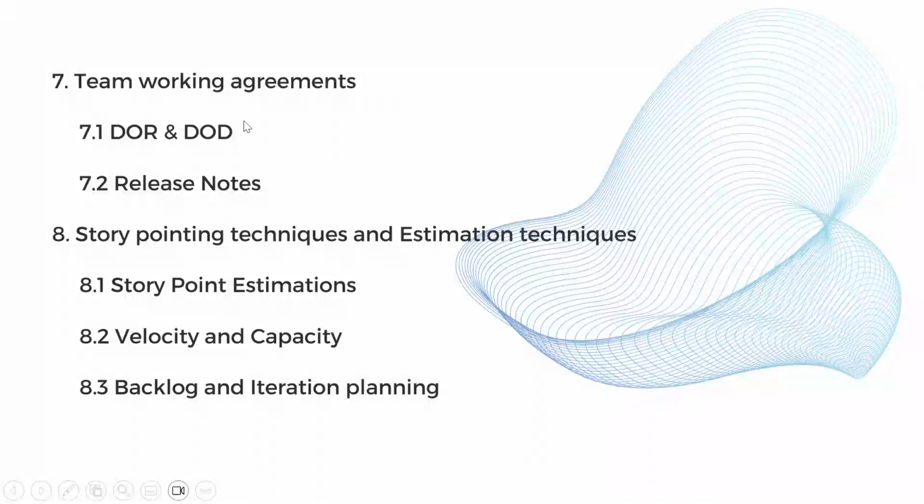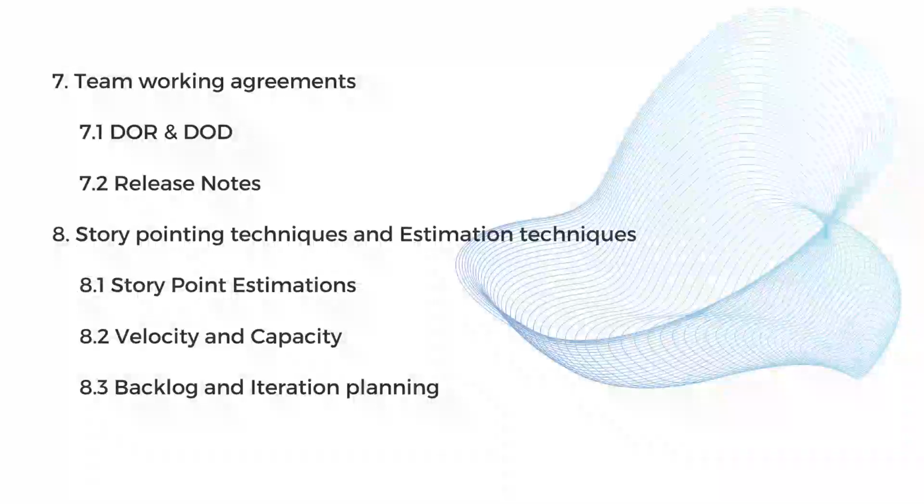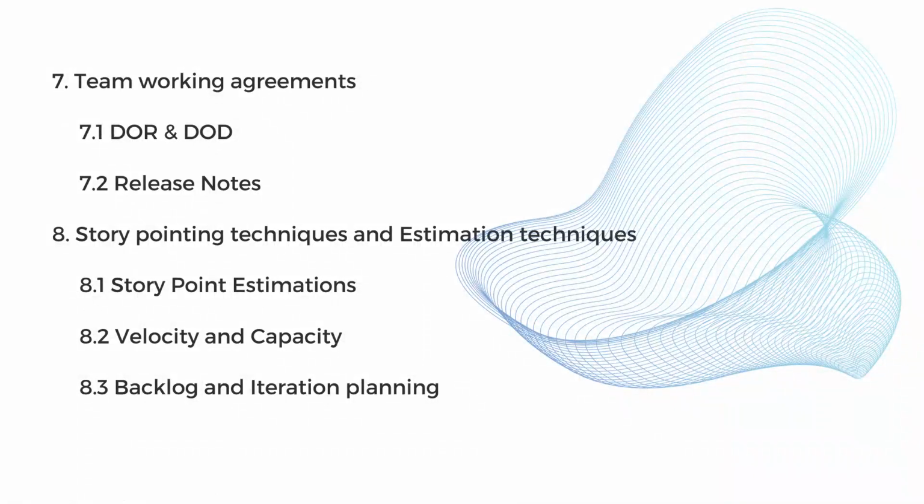And team working agreements. Say once the development is completed, so what next? So when will it be deployed to production? Suppose in a local environment, your login page is completed, and when will it be deployed to production, and what are all the prerequisites for it? So what are the DORs and DODs for it? DOR is nothing but definition of ready. Okay, and DOD is nothing but definition of done.